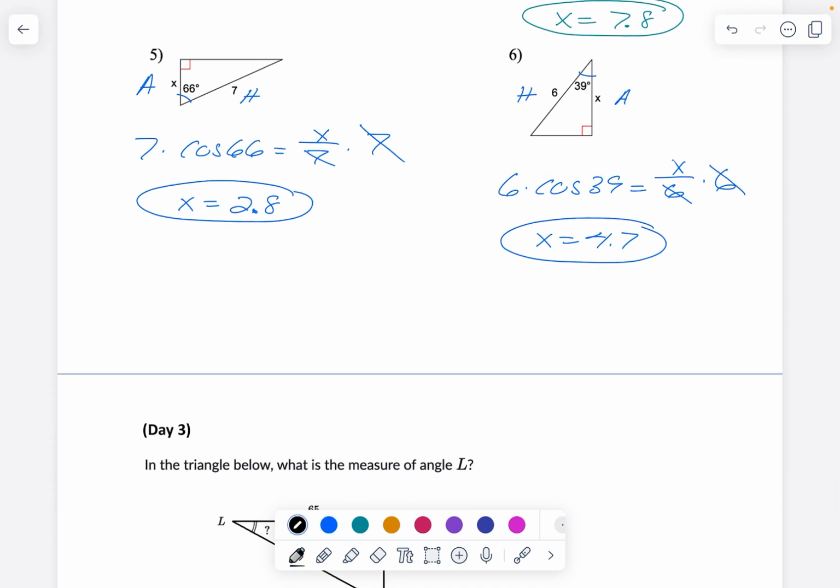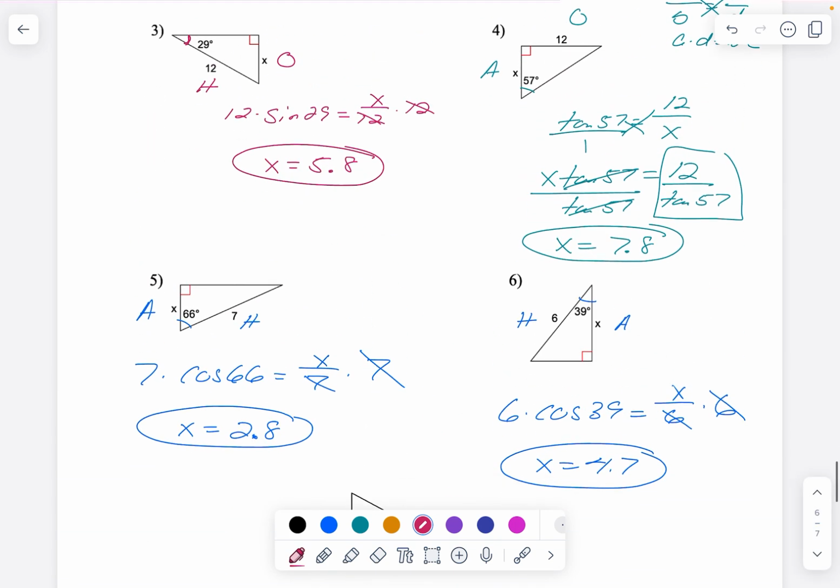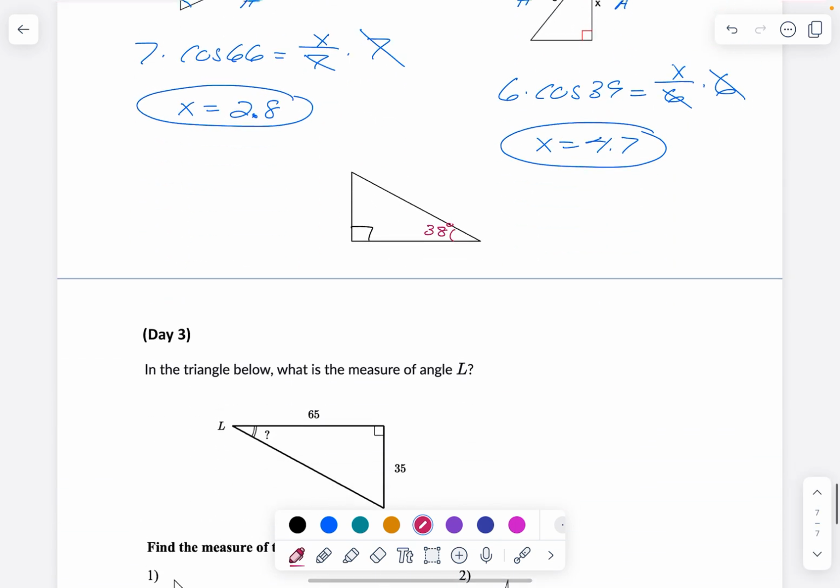All right, I'm going to make one up. Ready? We need a better problem. Okay, so let's say this is 38 degrees. And let's say we know, which one do we do? Oh, tangent, let's do a different one. So let's say this is 8 and we try to find the hypotenuse.